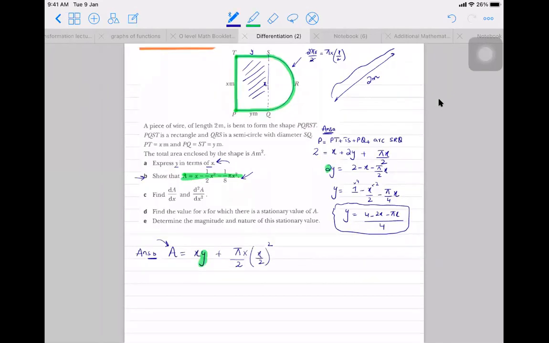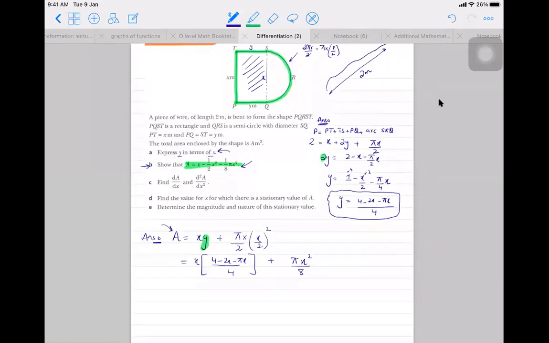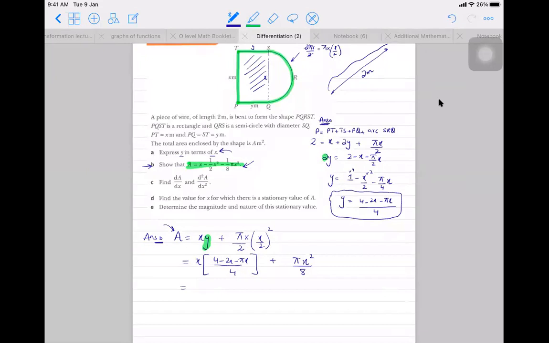Now to show this, I'm going to replace y with 4 minus 2x minus pi x upon 4, and this is going to be pi x square upon 8. If you multiply this and divide and separate the terms, you're going to get 4x minus 2x square minus pi x square over 4. I'm splitting up the terms so that I can show what the examiner wants me to show.